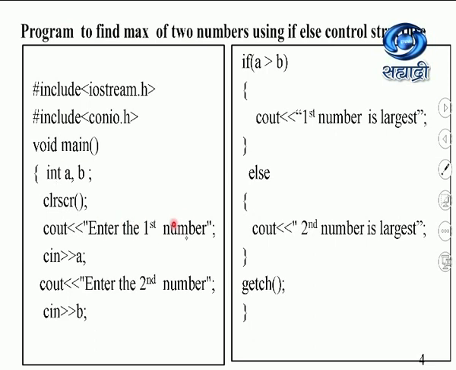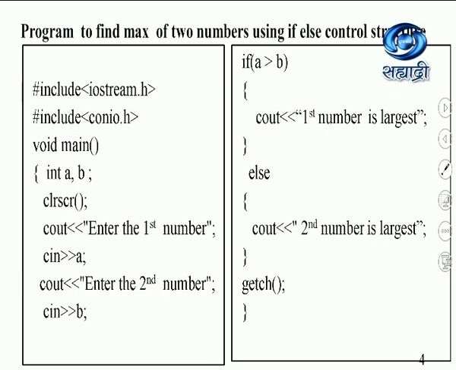I've taken two numbers because I want to find which is the maximum between the two of them. So I say enter the first number, read it in a variable say A. Then I say enter the second number, read it in variable B. Now comes the if control structure. If A is greater than B.